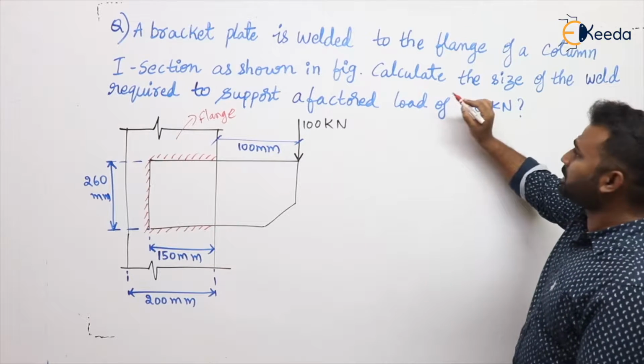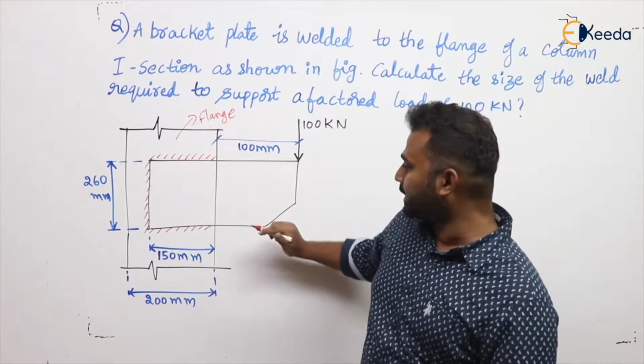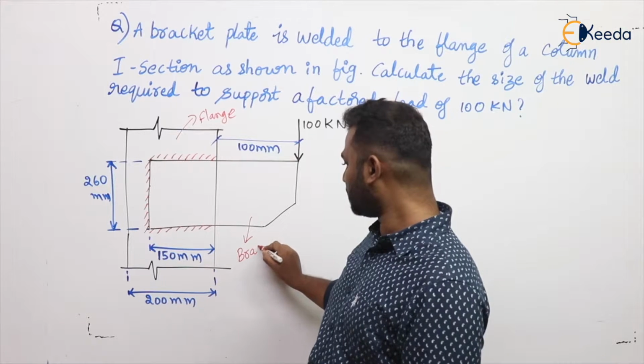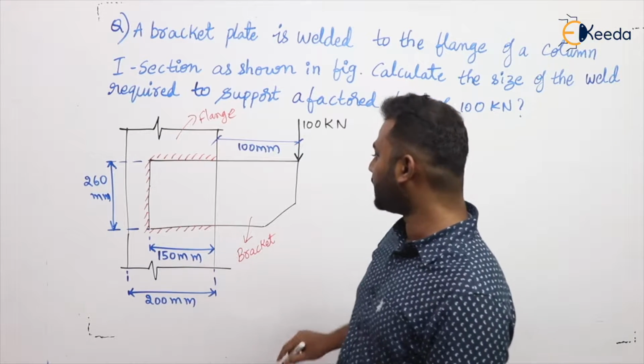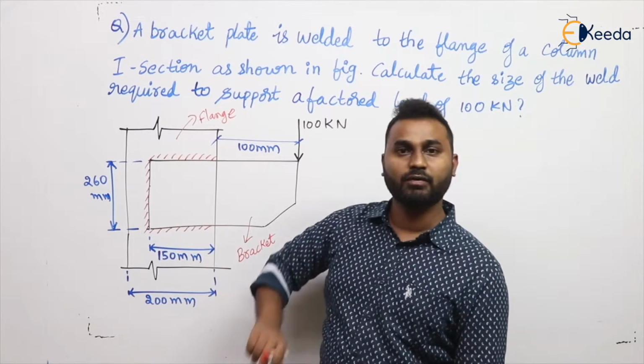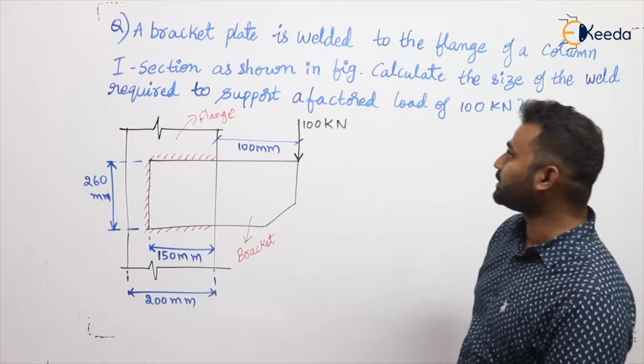Now it means this is the bracket. See, this is the bracket. Now this bracket is connected to the flange of an I section. Okay, the flange of an I section column.